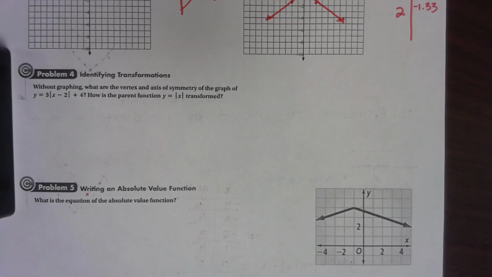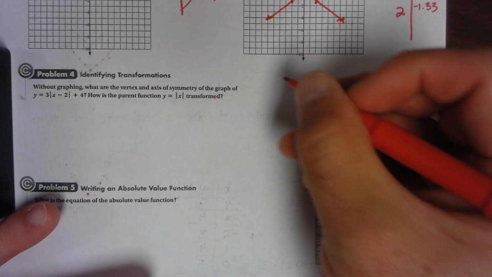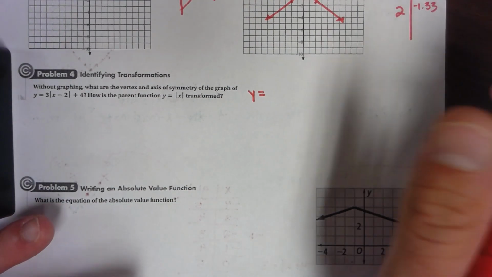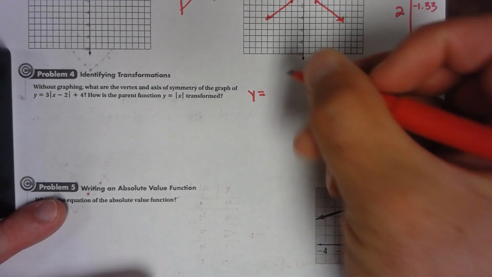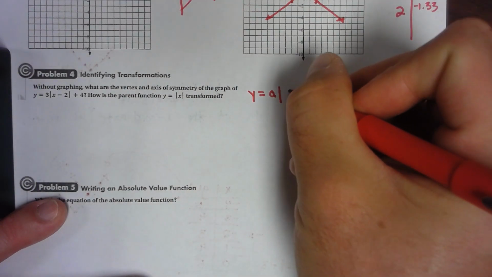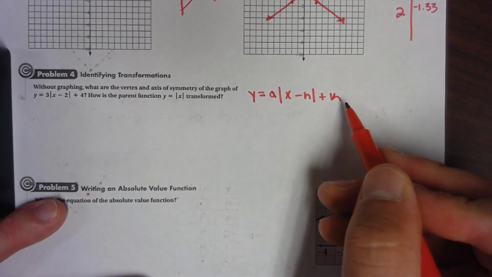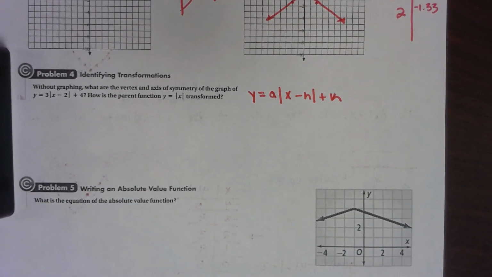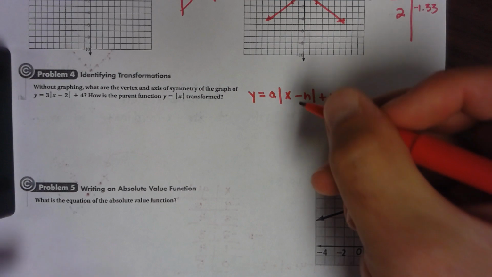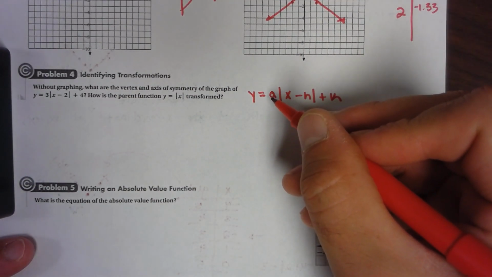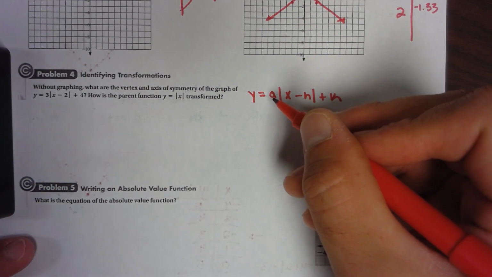So without graphing, what are the vertex and axis of symmetry of the graph y equals 3 absolute value of x minus 2 plus 4? This brings up a point where we should look at what our function looks like with all the transformations in it. And we did this in our last lesson. So in this case, it'd be a, absolute value of x minus h, plus k. These h's and k's and a's are the same transformations we saw in the previous lesson. h is your horizontal shift, k is your vertical shift, a is our vertical stretch or compression and/or reflection.